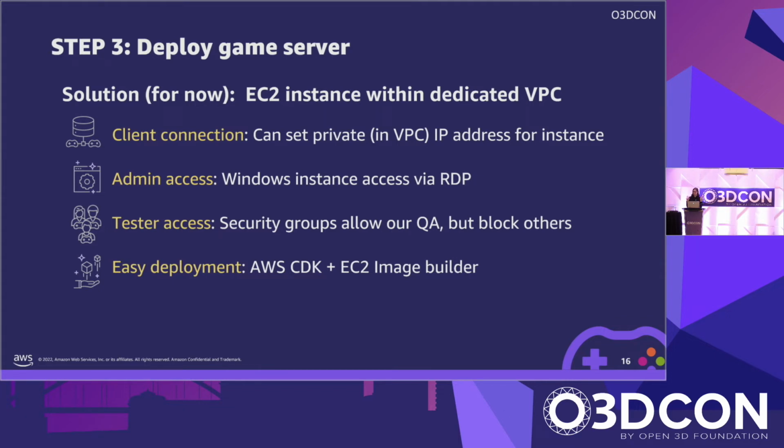And deployment is easy because we can use the CDK and also EC2 Image Builder to actually package our game assets and deploy them as an Amazon machine image, which is the form it needs to be in order to run on EC2.